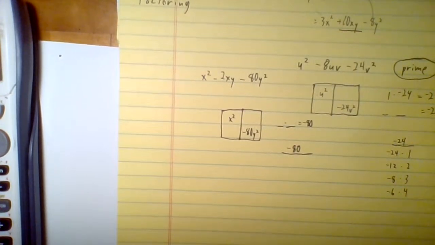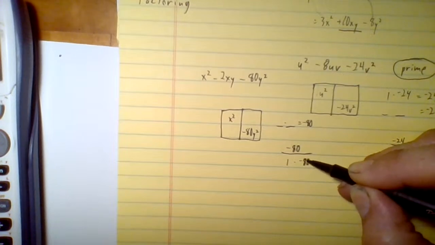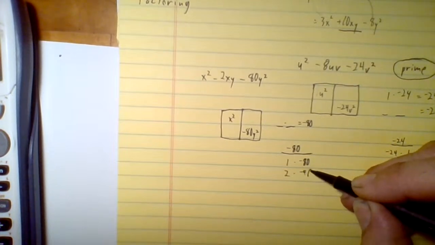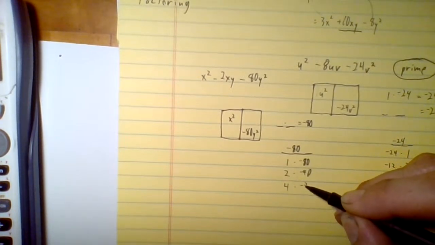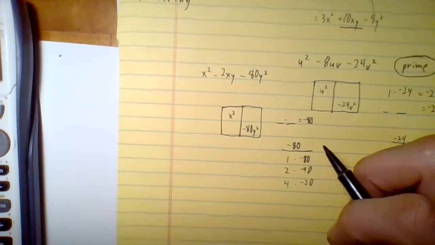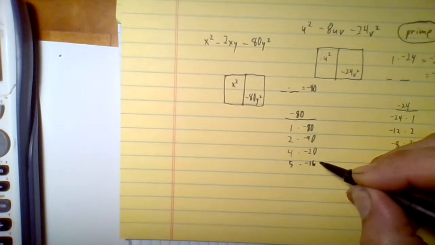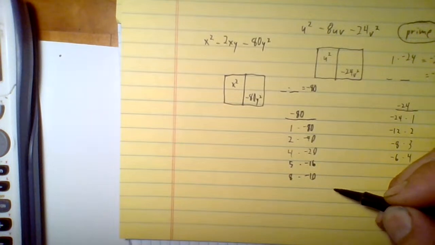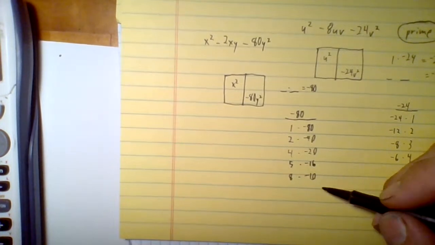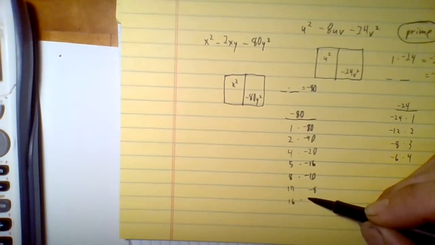There's only so many ways with integers to multiply to negative 80. So it could be 1 times negative 80, or it could be 2 times negative 40. 3 doesn't go into it evenly. 4 does. 4 times negative 20. 5 goes into it evenly. 6 doesn't. 7 doesn't. 8 does. 8 times negative 10. And if I kept going, I could get 10 times negative 8 and so on. I'm really just going back through the other numbers.